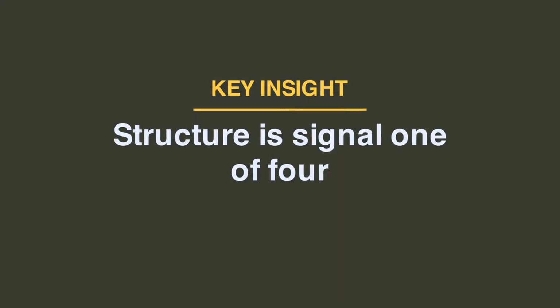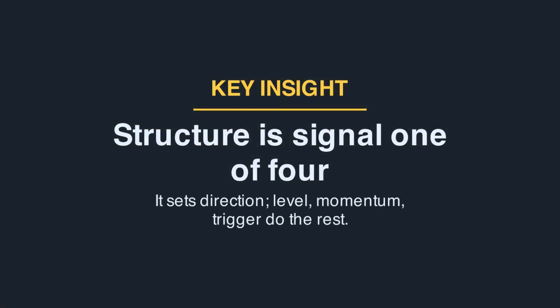Place it in the method. Market structure is the price action signal, the first of the four, and the one that sets your directional bias for everything else. A key level tells you where, momentum tells you if there's force, and a trigger tells you when. But structure tells you which way you're even allowed to trade. Get the structure read right and the other three signals fall into place.